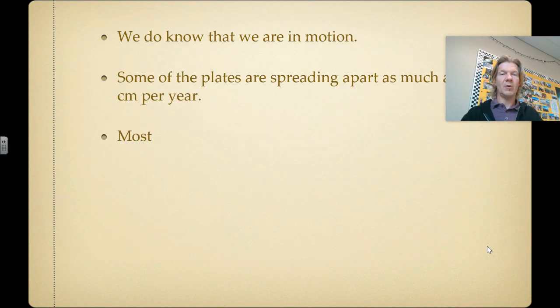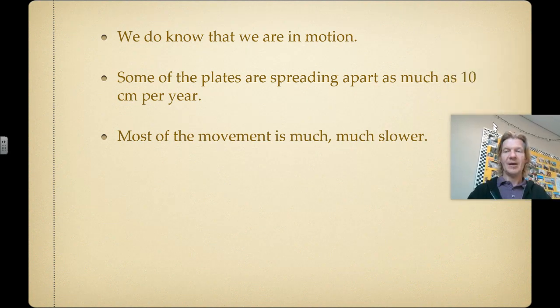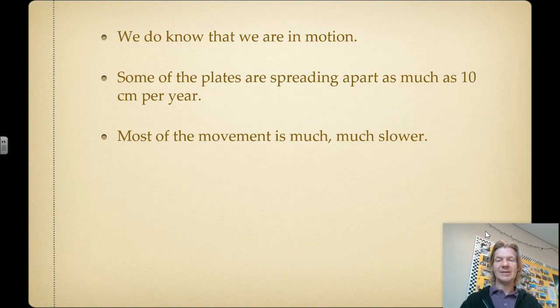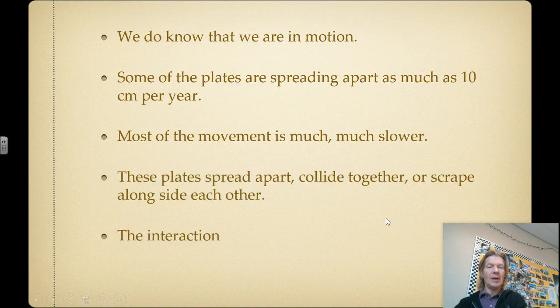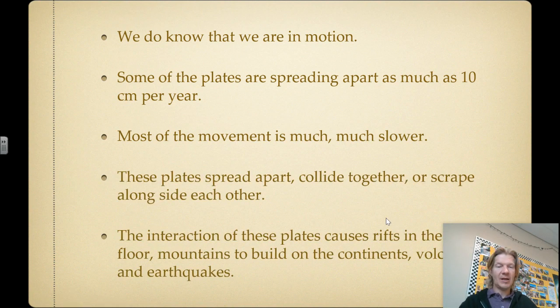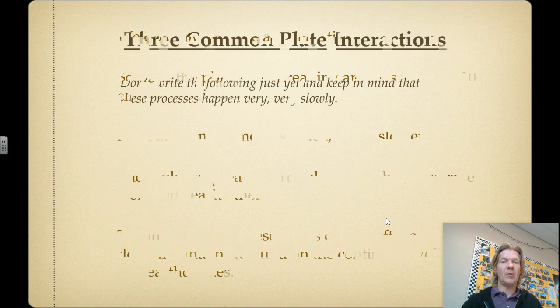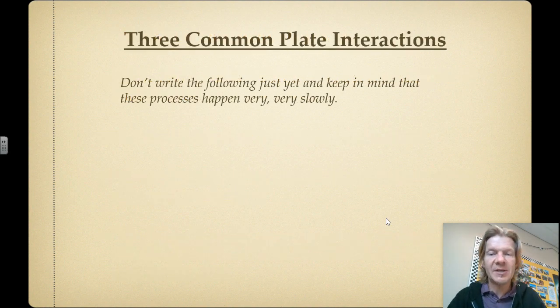Okay, so this is where we left off. We know our motion. The plates are spreading apart, but again, this is really slow, like somewhere between 2 and 10 centimeters a year. Okay, really, really slow movement. The interaction of these plates, they cause all kinds of things on the surface. So, three common plate interactions. That's what we're going to look at today.